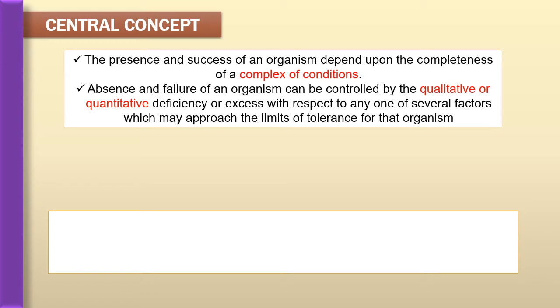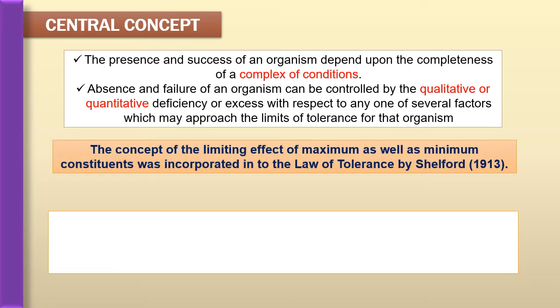As for example, take humidity. Aquatic species require this in quantitative abundance. It also needs some qualitative properties apart from these quantitative factors, like dissolved oxygen, minerals, etc. Some require specific types of shelter and other resources. Some species even require certain seasonal variations in their environment to successfully complete their life cycle. The concept of limiting effect of maximum as well as minimum constituents was incorporated into the law of tolerance by Shelford.